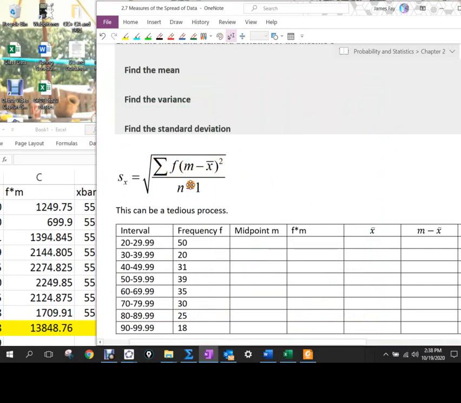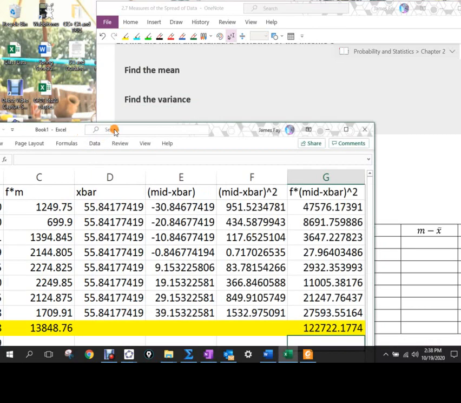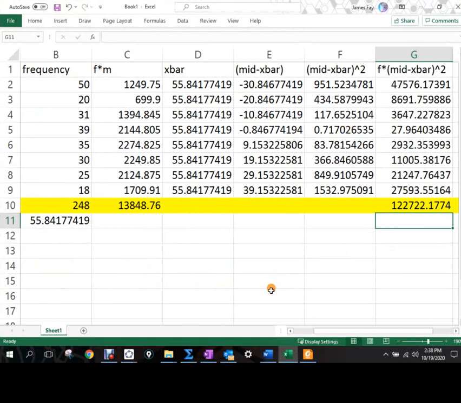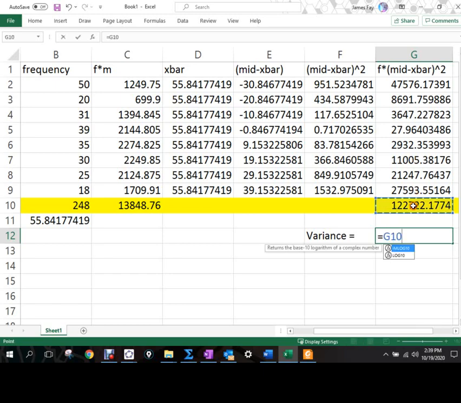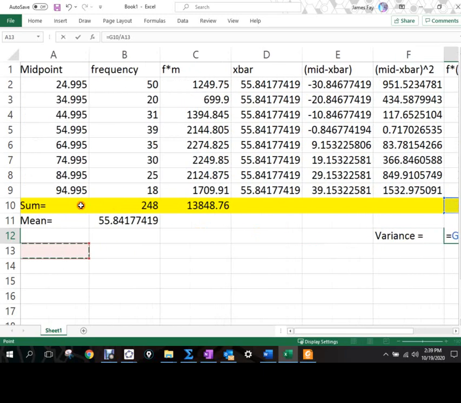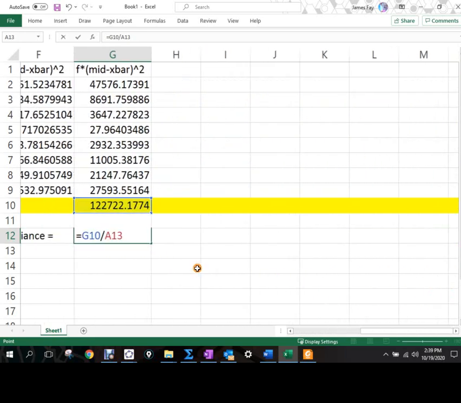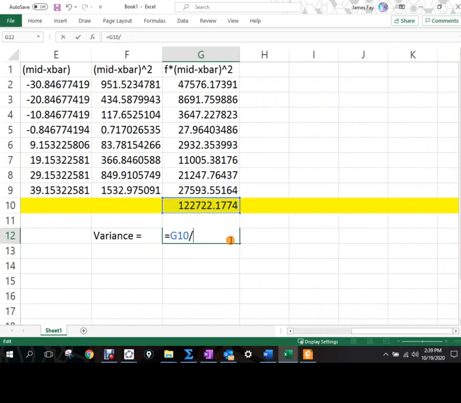Okay. I need to divide that by n minus 1, and then we'll take the square root. So n was our total number of data points. So it's 248, right? So when we find, I'm going to come up here, variance equals, and I'll take this number, and I'll divide it by 248 minus 1. So I'm just going to type that in, 247. That didn't work. G10 divided by 247.